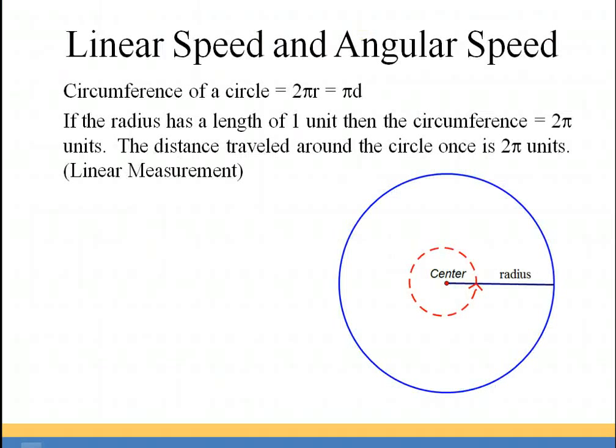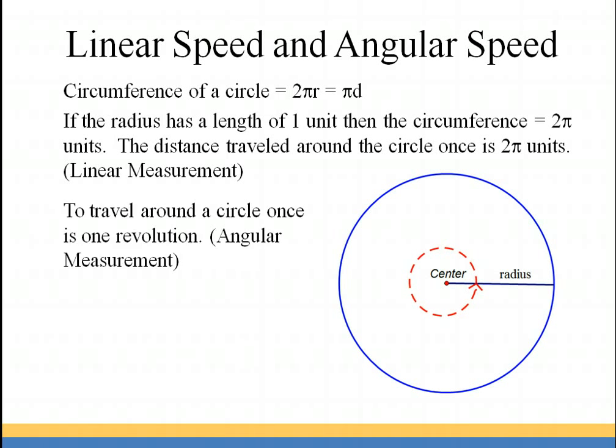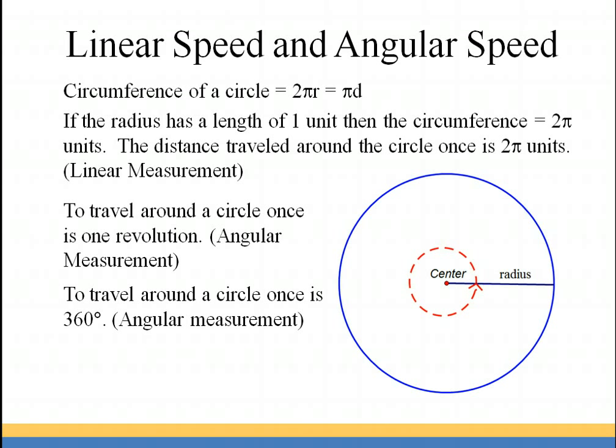The circumference of a circle is 2 pi times the radius, or pi times the diameter. If your radius has a length of 1, then the circumference is 2 pi. This is the distance traveled around the circle, which is called a linear measurement. We could also express the distance traveled around the circle as 1 revolution, which is an angular measurement, or as 360 degrees. Since they're all representing the same movement, they're all equal. So 2 pi is the same as 360 degrees, which is the same as 1 revolution.